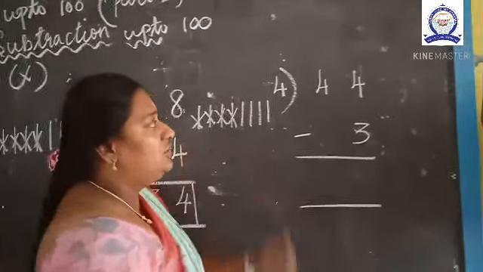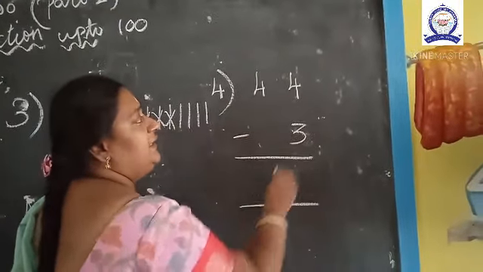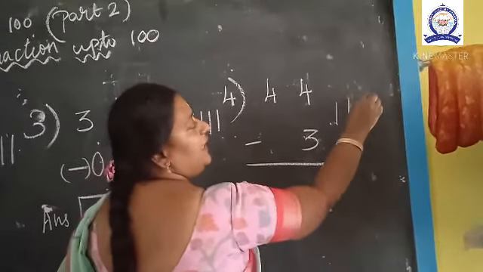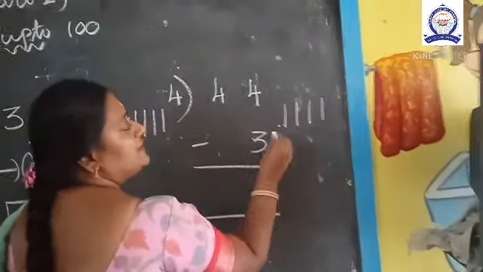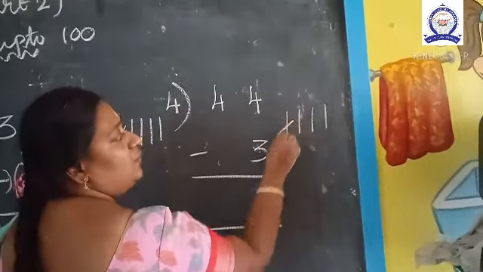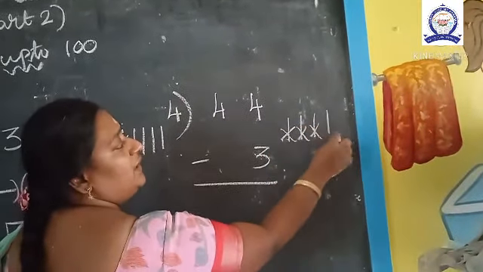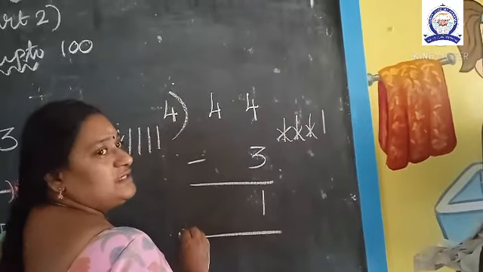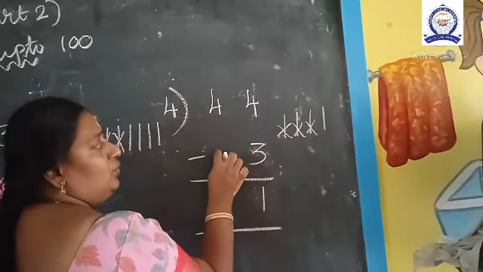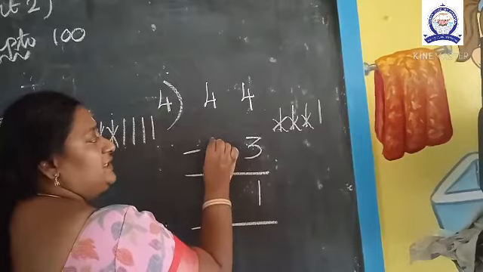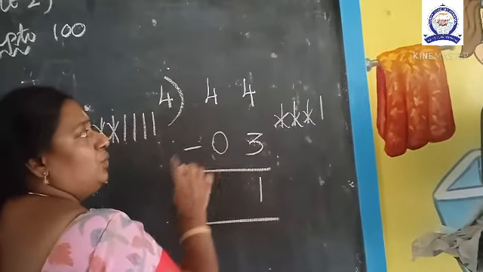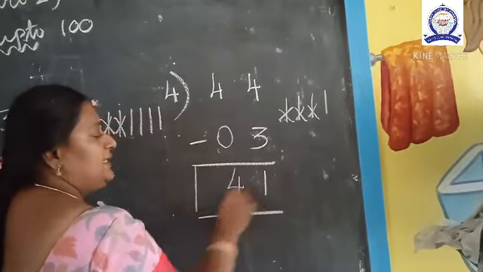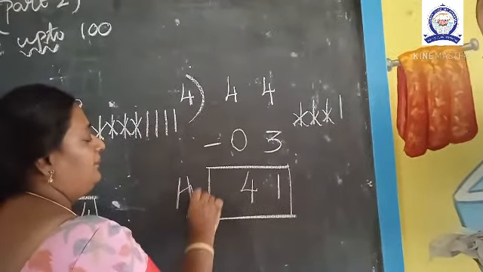Similarly, fourth question, 44 minus 3. Subtract the ones column. Here 4 minus 3. You draw 4 lines. 1, 2, 3, 4. Cross out 3 lines. 1, 2, 3. How many lines are left? Only 1. So the answer is 1. In the tens column there are no digits, no? So you put 0. Now you subtract 4 minus 0 is 4. So your answer is 41.